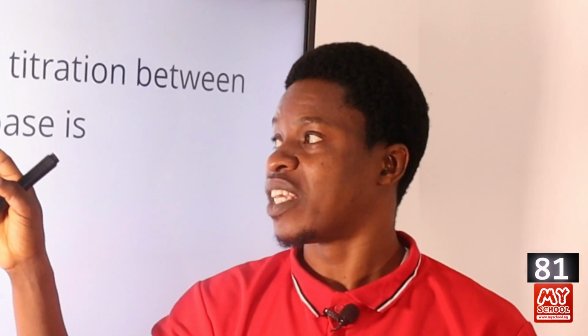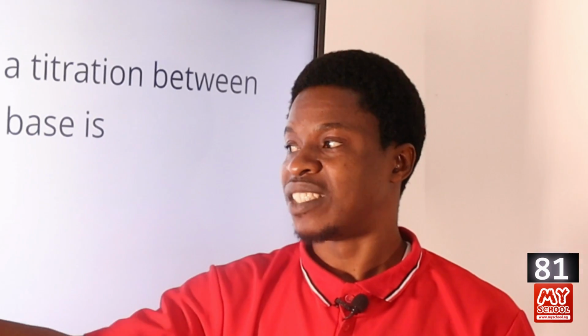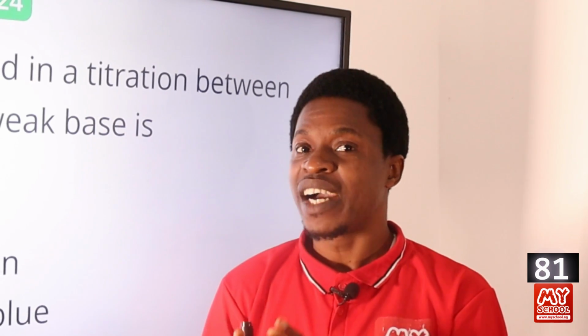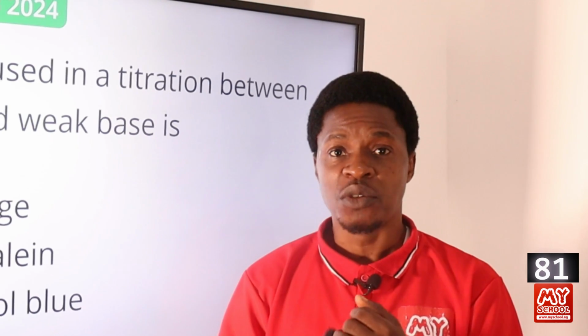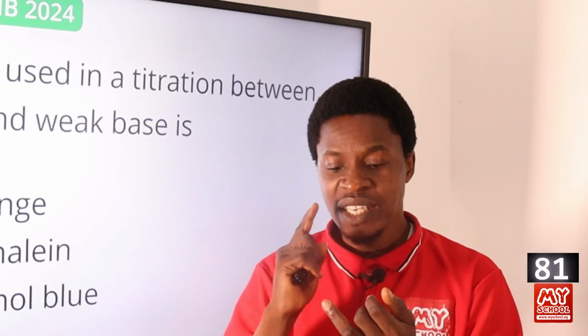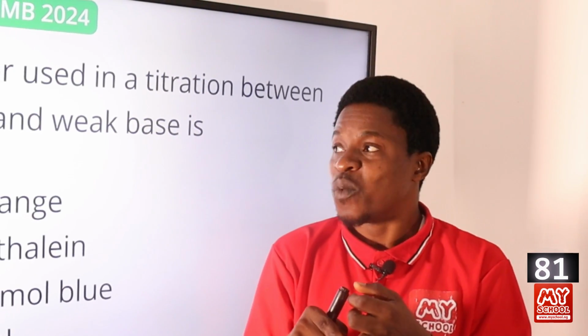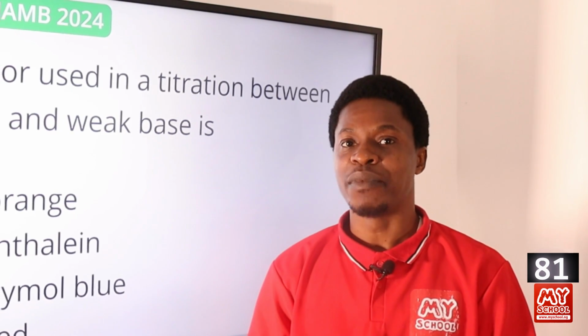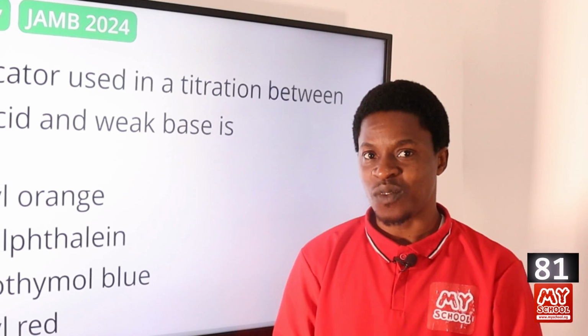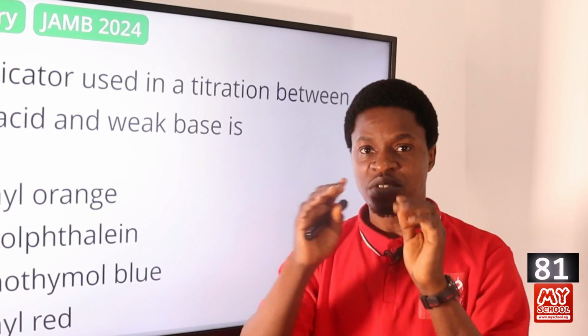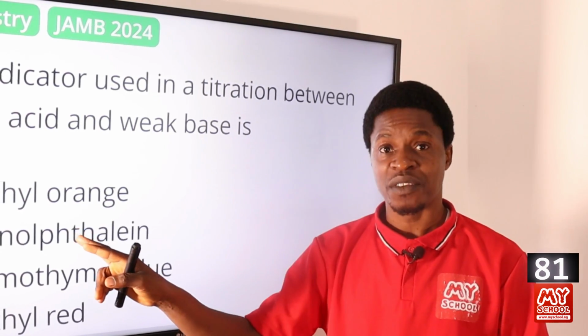Methyl orange, when you react strong acid with weak base, okay, you have methyl orange. Even if you react a strong acid with a strong base, you can still use methyl orange, okay? But take note: react strong acid with strong base, you can use methyl orange. If you are reacting strong acid with weak base, you can still use methyl orange. But if you are reacting strong base with weak acid, what you need to use is phenolphthalein. That's where phenolphthalein comes in.